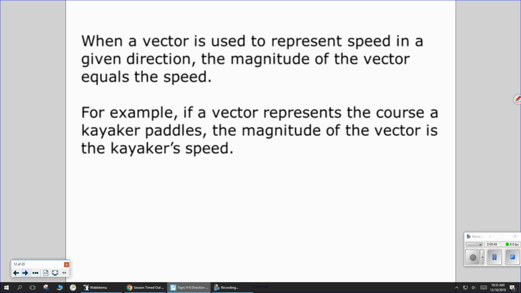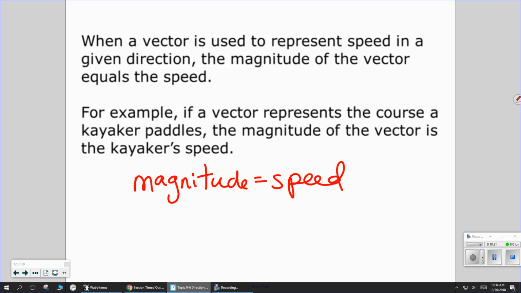So the problems that we're about to look at are going to be dealing with the speed and direction of an object. So when a vector is used to represent speed in a given direction, the magnitude of the vector, which we've been calculating as the length, equals the speed. So for example, if a vector represents the course a kayaker paddles, then the magnitude of the vector is the kayaker's speed. So you want to remember that in most of these problems, the magnitude equals the speed.